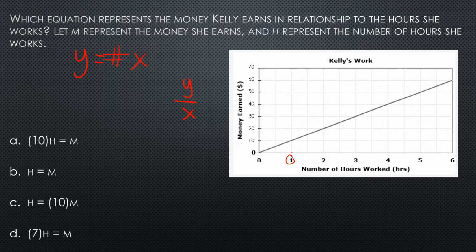So here is my 1. If I follow this to my graph and go over, it is 10. So my unit rate is going to be 10 over 1, which means this is the correct equation. Notice how it is in the form y equals some number times x, except I have different variables for y and x, which is also okay.